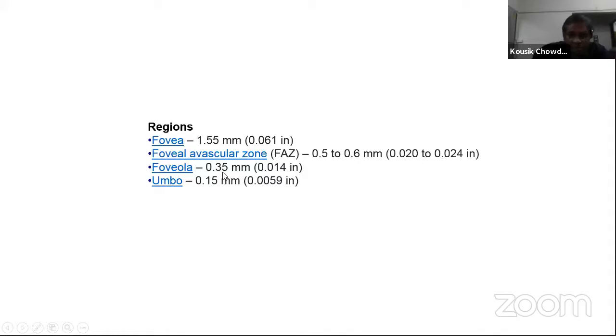Foveola is 0.35 millimeter. This is the center portion of the fovea. Umbo is also avascular in the foveal region. It is only 0.15 millimeter.